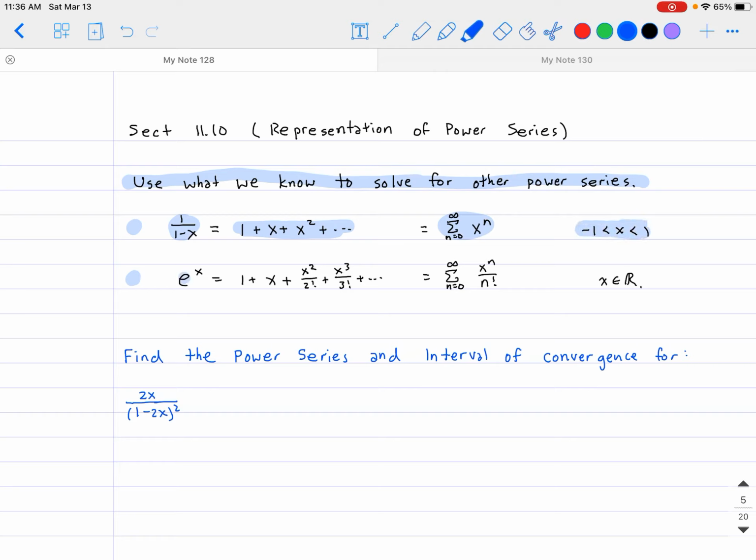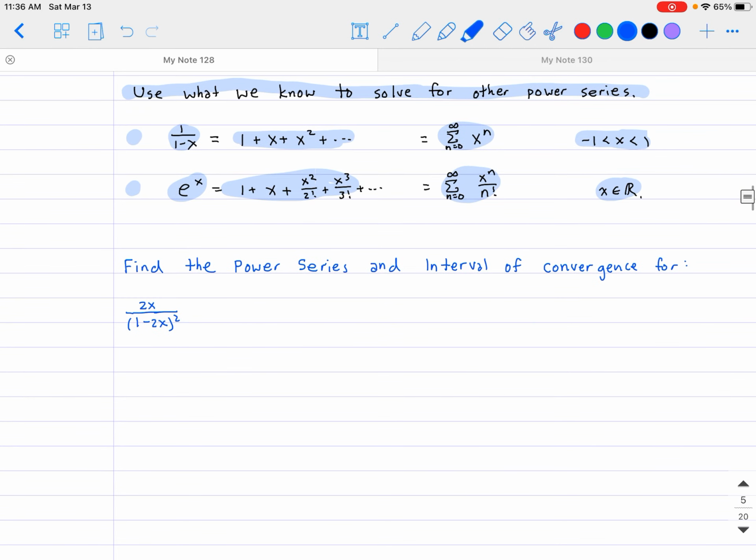The other one that we know is e to the x, and that is equal to this over here, and this is its summation form. Its interval of convergence is for all values of x, that is, all real numbers. So these are the two things that we have to work off of. Let's go ahead and see what we can do with those then.